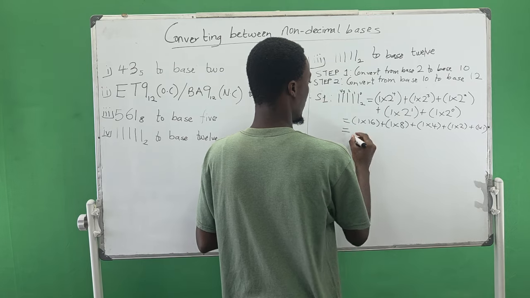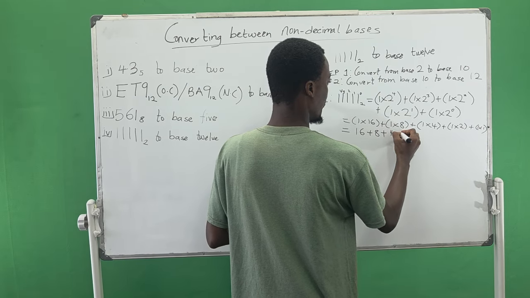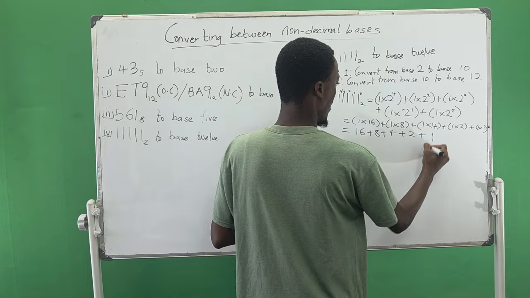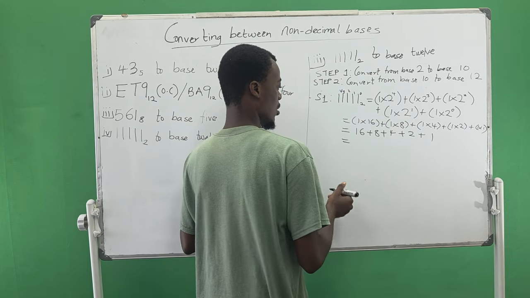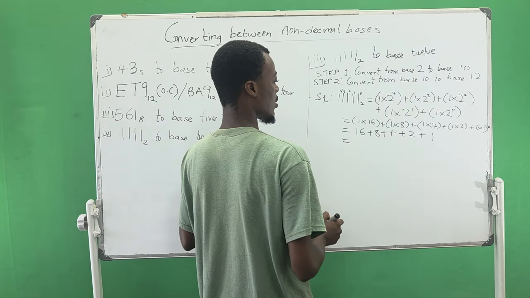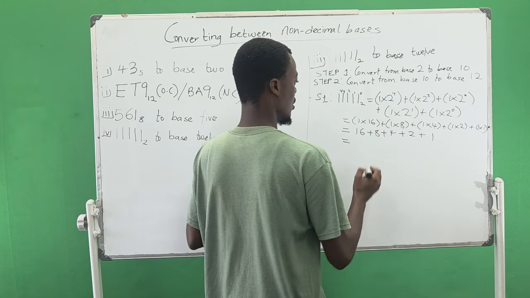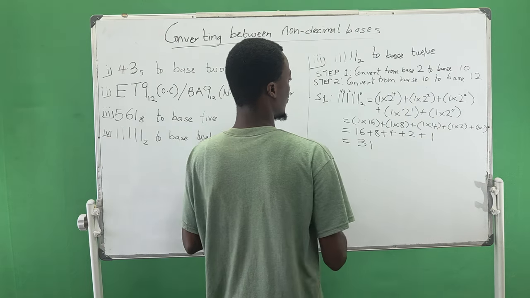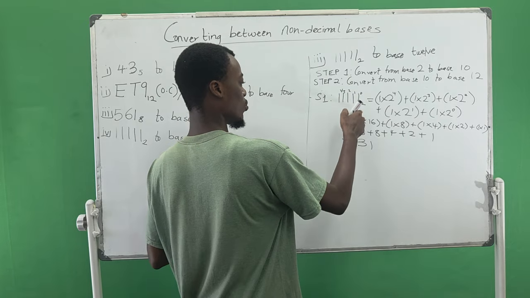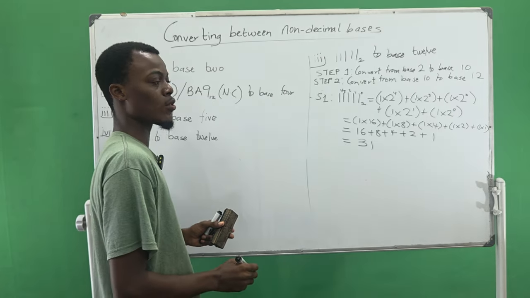So now we have 16 plus 8 plus 4 plus 2 plus 1, which is equal to 16 plus 8, 24. 24 plus 4, 28. 28 plus 2, 30. And 30 plus 1 is 31. So now, 11111 base 2 is 31. Now, let's convert from base 10 to base 12.